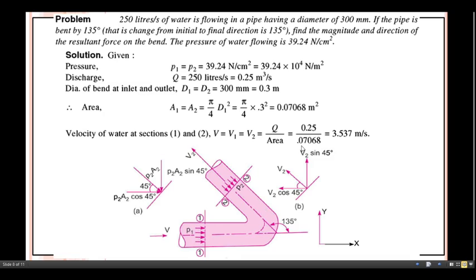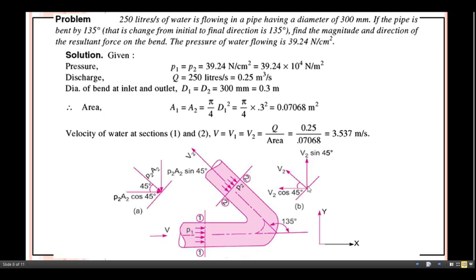Now the velocity of water at section number 1 and section number 2. For that, it is very important to develop this diagram first of all. Whatever the angle of the bend given, this is the angle of the bend, 135 degree. According to this, first draw the diagram and after that start your calculations. The velocity of the water at section number 1 is the discharge divided by area. The discharge is 0.25 meter cube per second. Substitute the area 0.07068 and get the value. V1 as well as V2 will be the same: 3.537 meter per second.